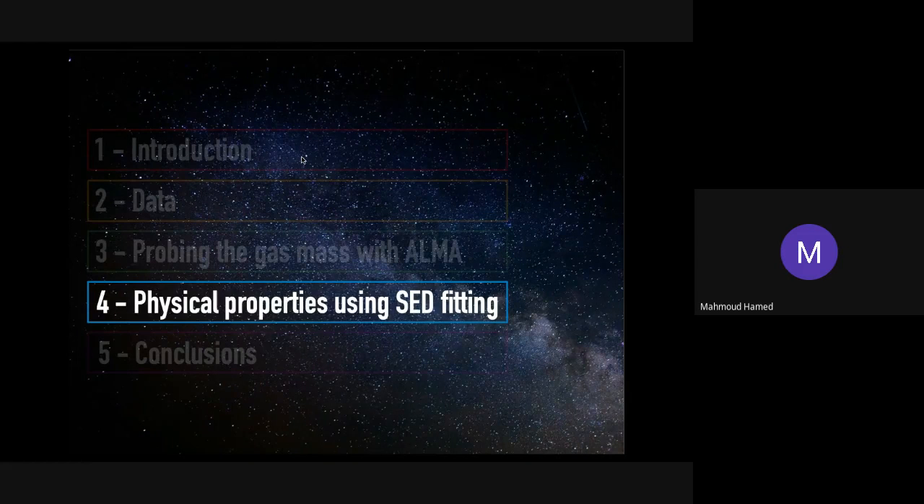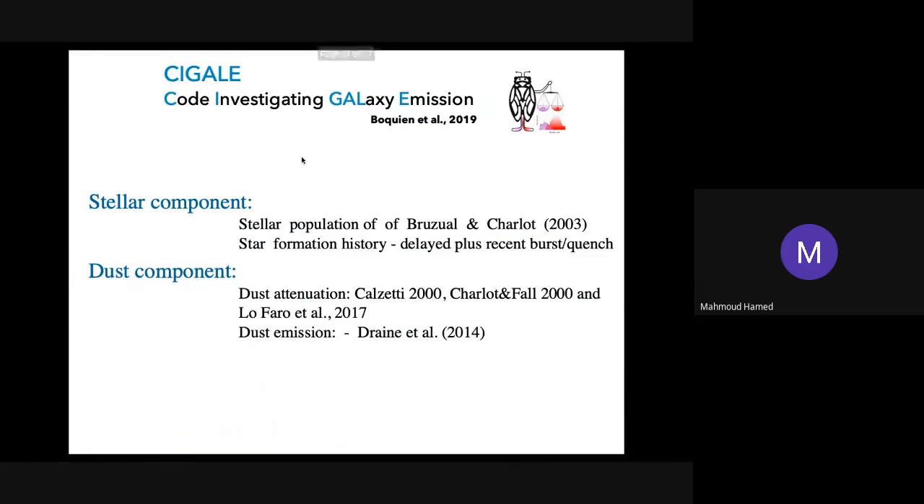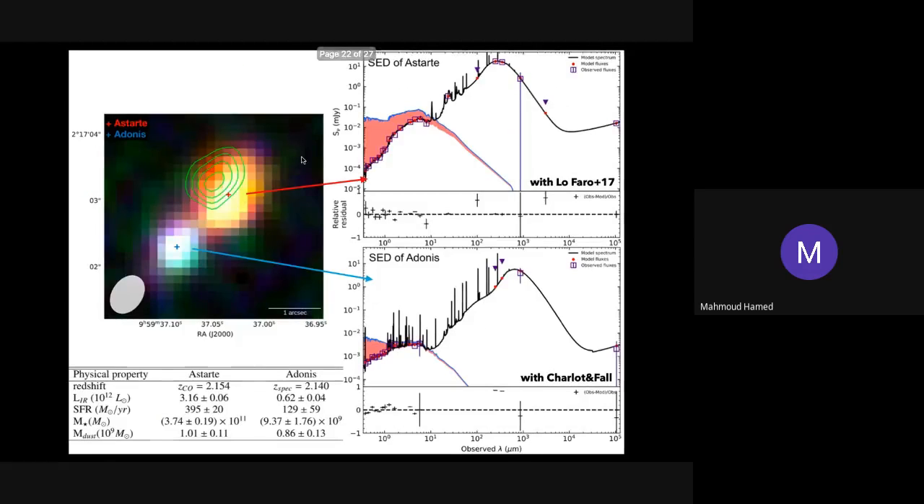We investigate the physical properties of our sources using SED fitting with SIGAL. The important part here is that we use a delayed star formation history with a recent burst or quench episode. And we test different attenuation laws, mainly Calzetti, Charlot and Fall, and the shallower Lofaro. And here are the obtained SEDs for our sources.